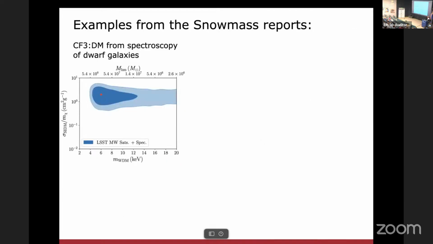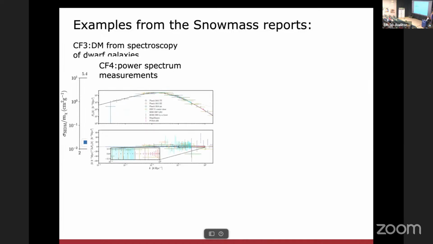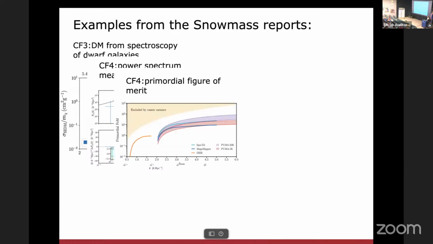And so I'm just going to show, again, advertisements, a series of plots from the Snowmass reports, different applications that we saw for SPEC-S5. So from CF3 on dark matter, by getting spectroscopy of dwarf galaxies with a telescope that is identical in parameters to what you would want for SPEC-S5, you can get constraints on the mass of dark matter particles in warm dark matter scenarios. From CF4, measuring the power spectrum across a broad range of scales, SPEC-S5 is the best answer at scales we haven't been able to do well before.